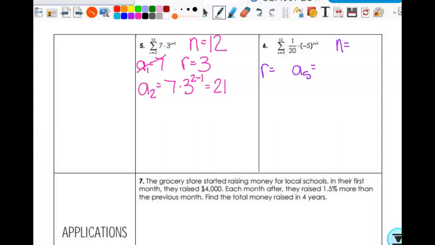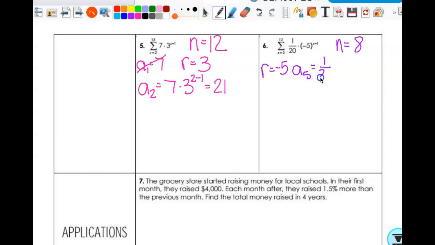Holly, what'd you get for n? 8. You'll agree with that? Yes. What'd you get for r? -5. What'd you get for a sub 5? 125 over 4. Do we agree with that? Did we all get positive 125 over 4? Okay. I don't know if I believe you, so let's make sure we write this down.